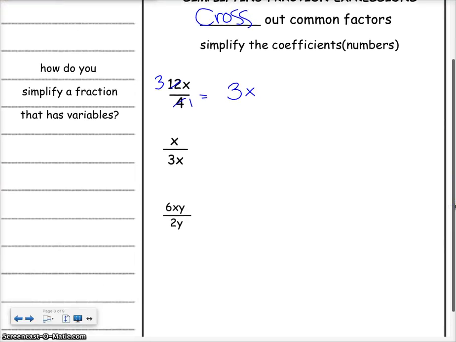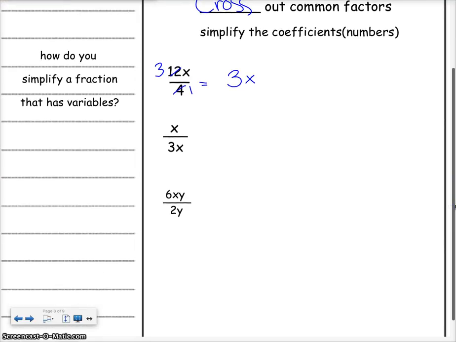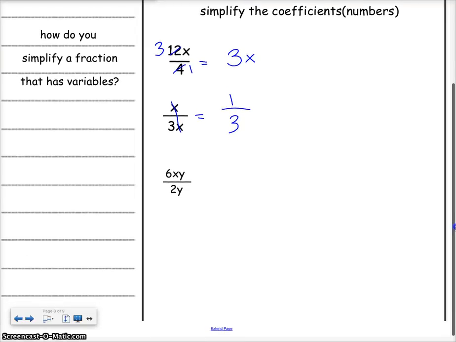What do you notice I can cross out on the next one? X. So what do I have left on the top? 1. 1 over 3. What do you notice I can cross off on the last one? The y. And then I could divide both of them by 2. And I have left 3x. That's it. A 1 on the denominator, but I erased it. I don't need to put that.